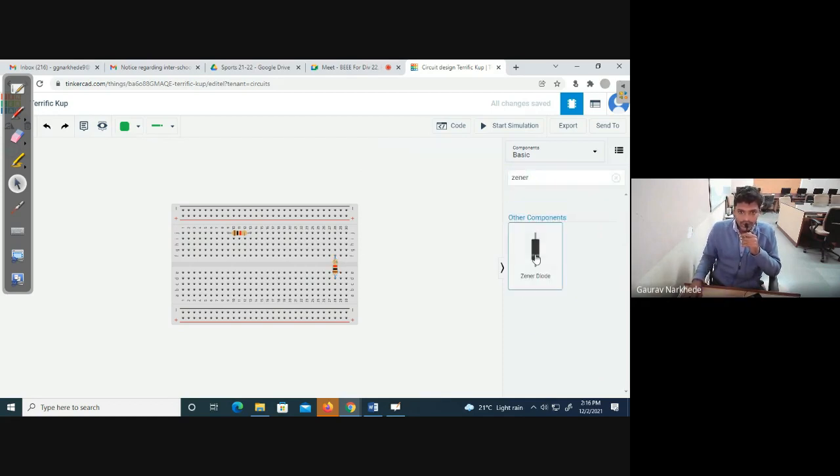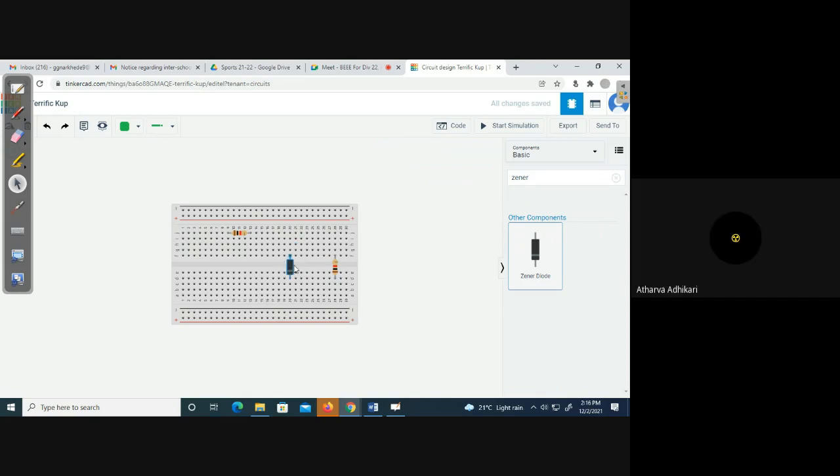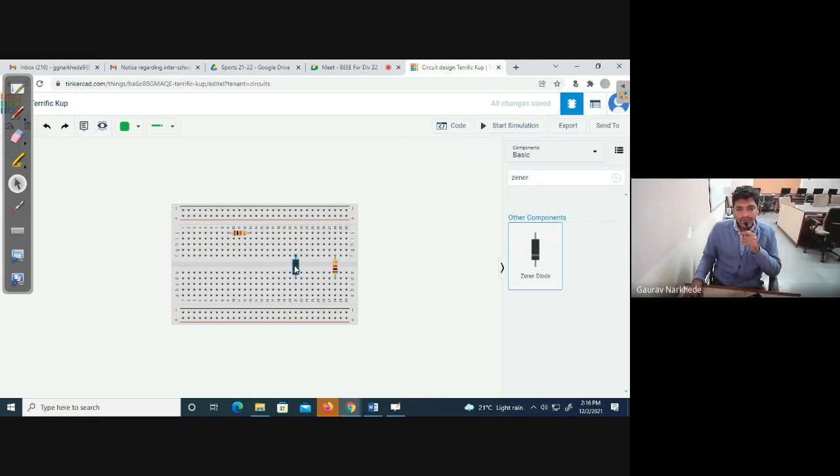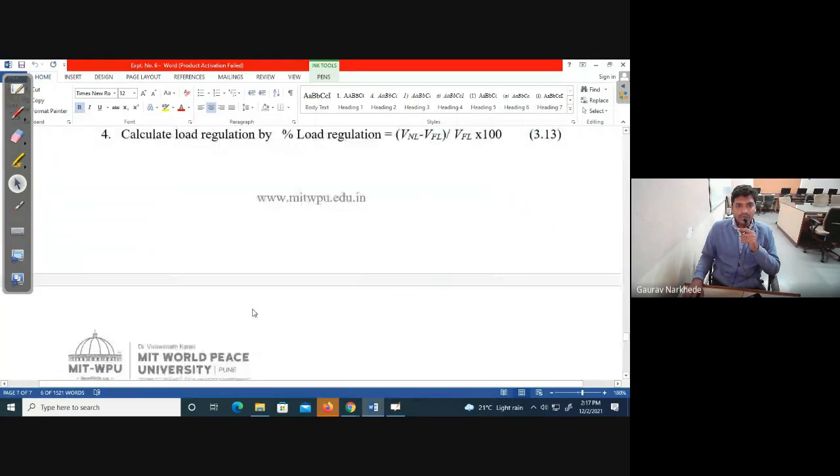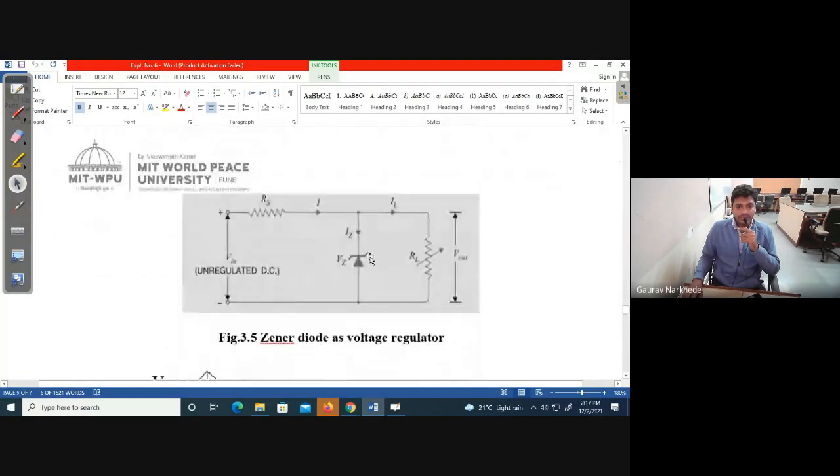Can you see my screen? Yes, sir. So we are keeping the Zener diode in parallel with the load resistor. Can you see that? So the silver ring is your cathode, so cathode should be upward. See the diagram. Cathode should be upward, right? So anyway, okay.